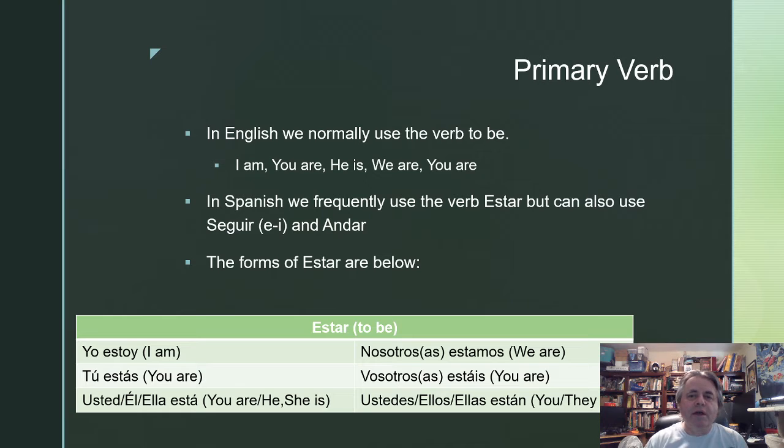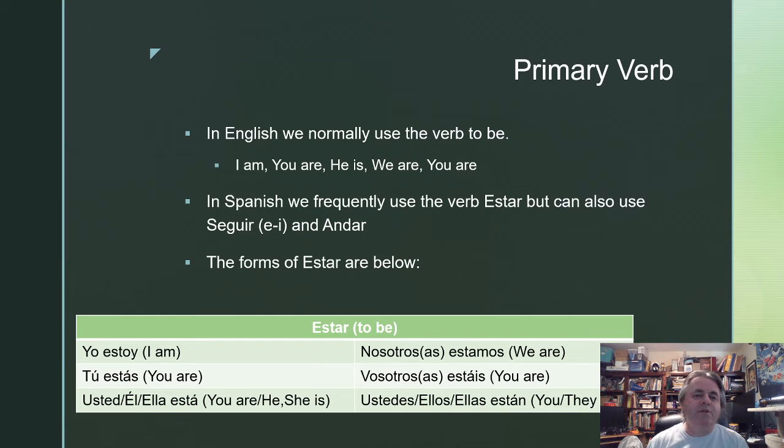In English, the primary verb is frequently the verb to be. In other words, we see I am, you are, he is, we are, you are, some of my examples here, to talk about that this person is doing this thing. In Spanish, we frequently use the verb estar, but we can also use the verb seguir. You'll see the little note there that it's an E to I stem changer, or the verb andar. We're going to use it exactly the same way.